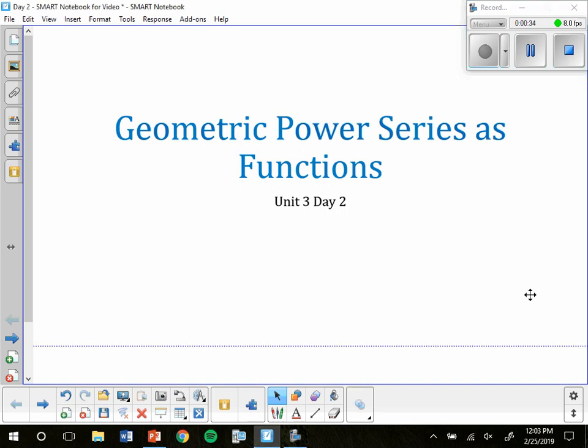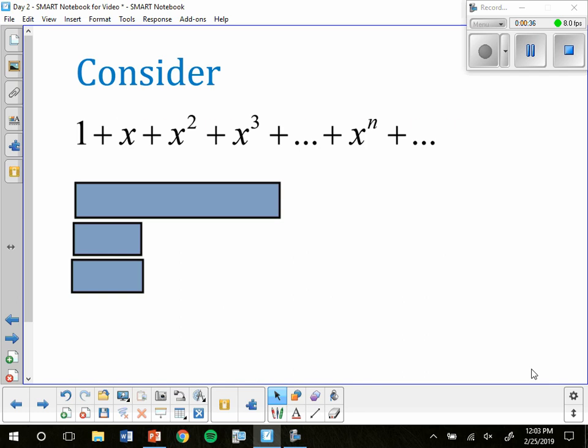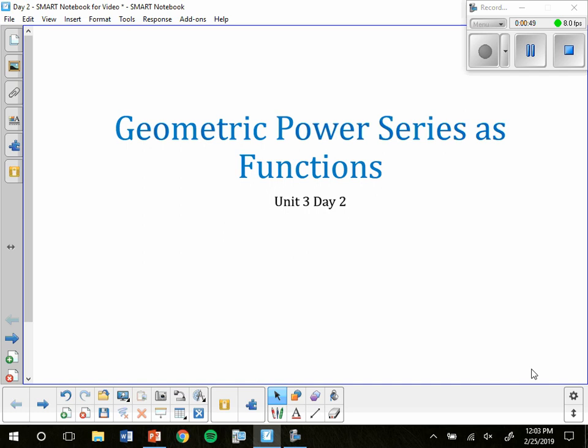To start, we're going to look at this series. One, I wrote it down. I'll write it down. Wait, what's today's topic? Geometric power series as functions.